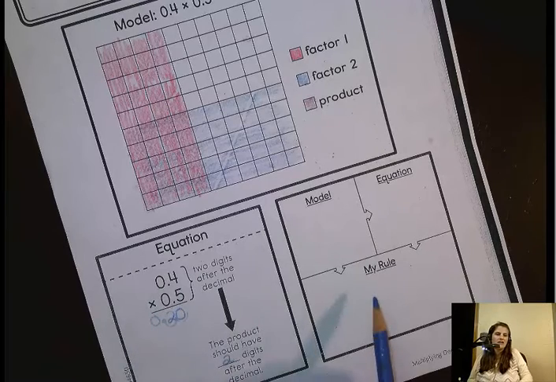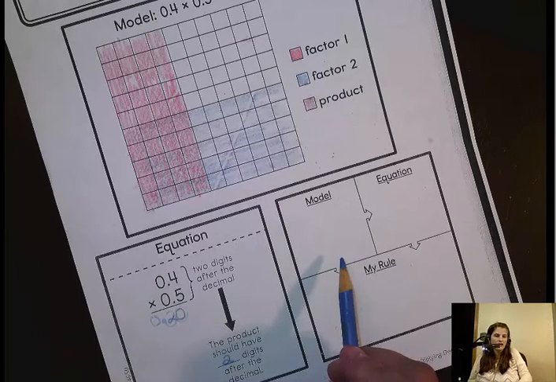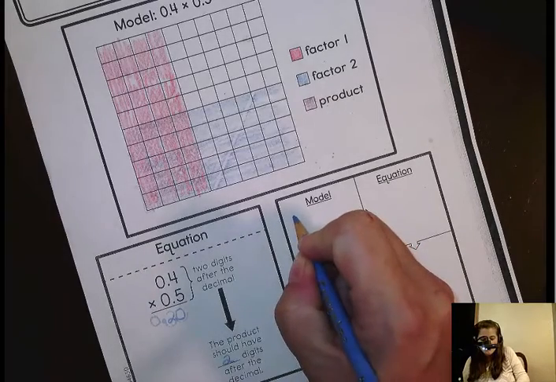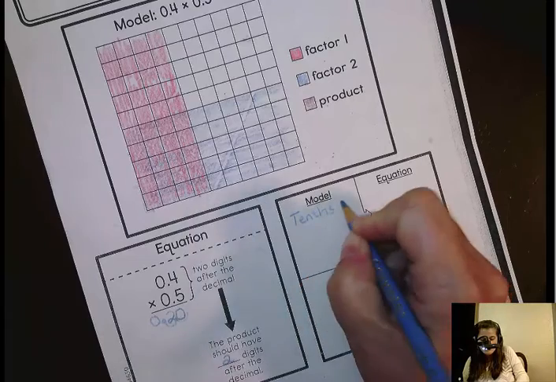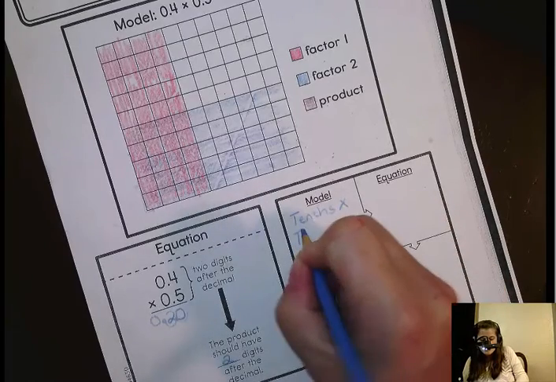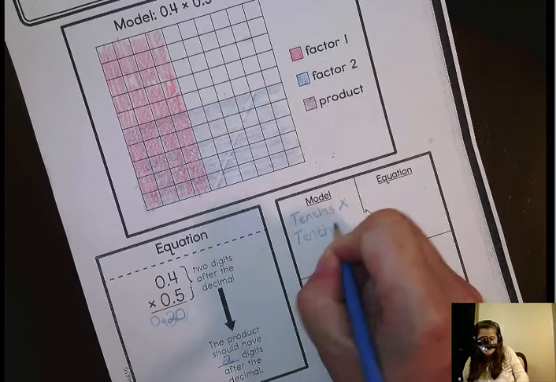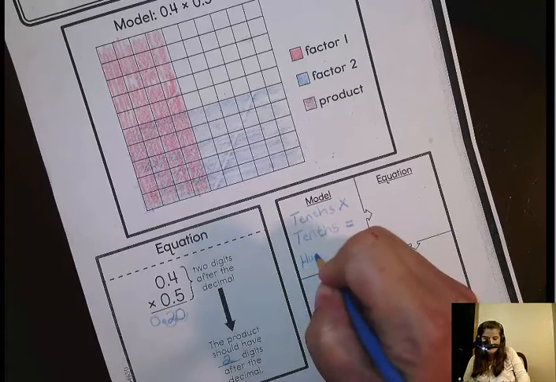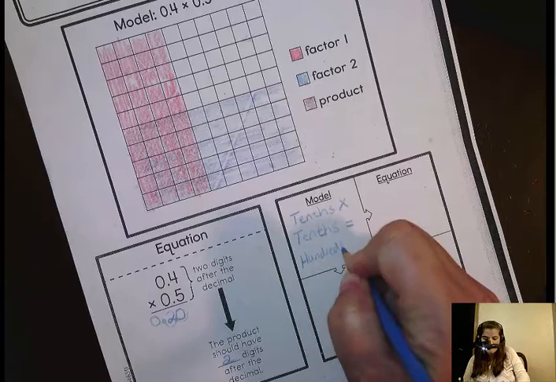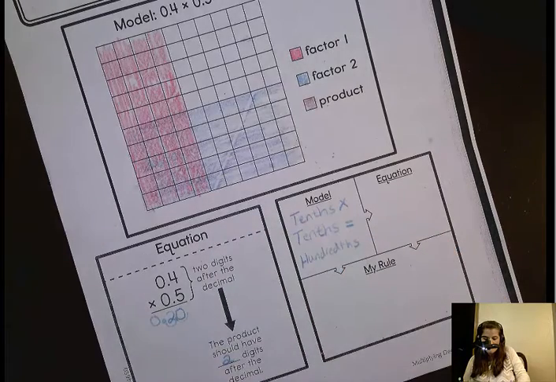Okay? So over in our model section, we're going to fill in what we learned from our model, that when you take tenths times tenths, it equals hundredths. So tenths times tenths equals hundredths. That is what we learned from our model.